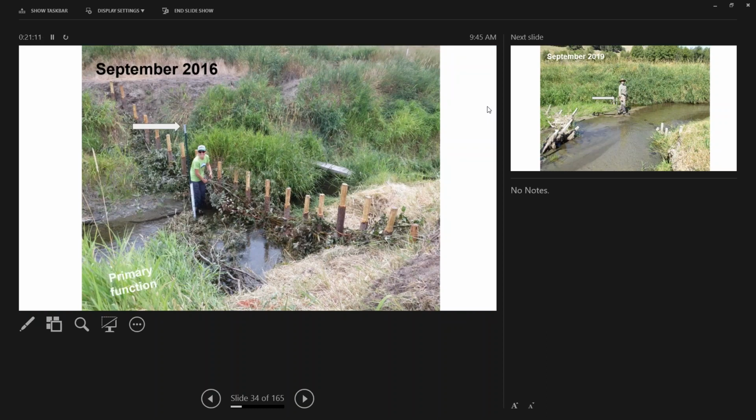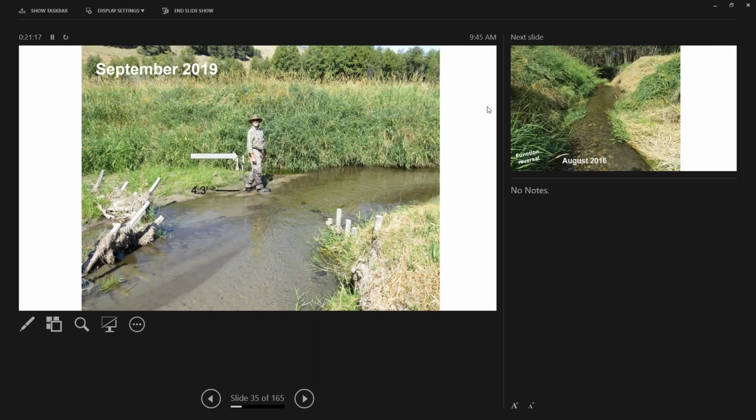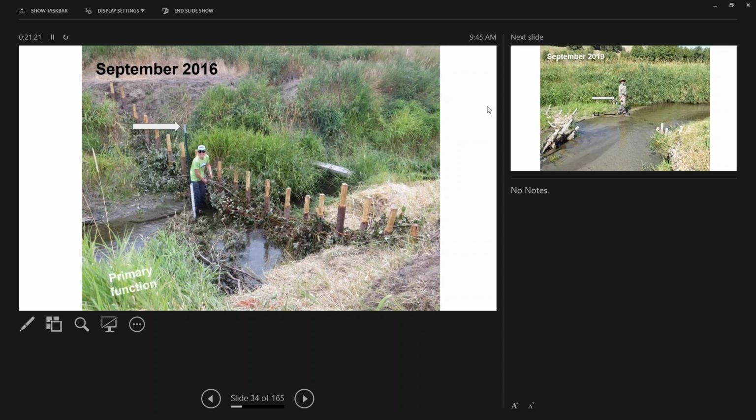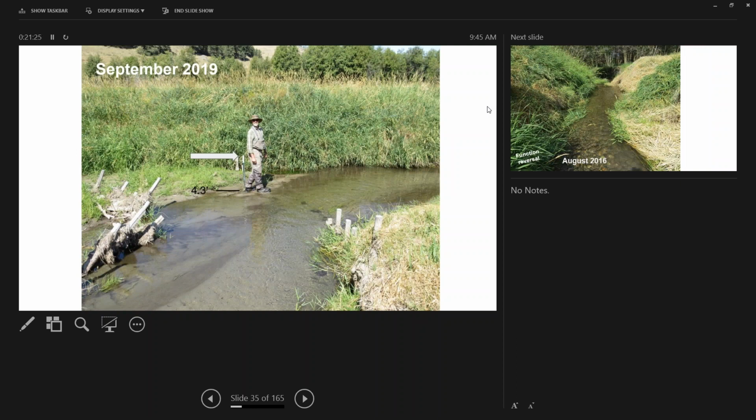Here's another, September 2016, so watch the top of that T-post for our staff gauges. And September 2019. So I don't know if it's worth going back again so you can make sure you got your reference points. Yeah, and so that whole BDA is buried in the stream bed now, and you can see our newer BDA just upstream of it.